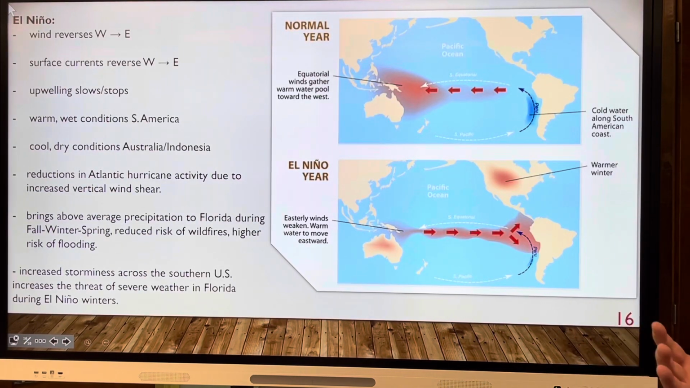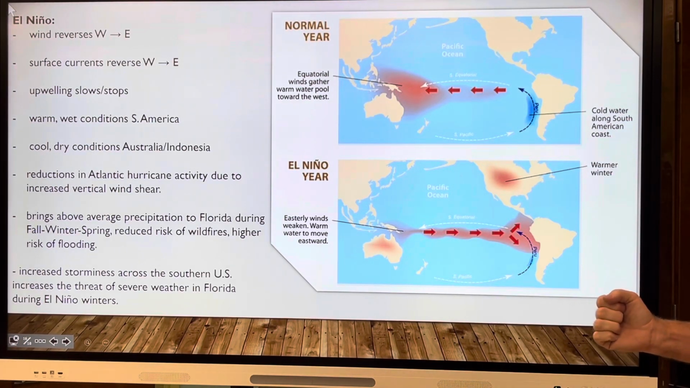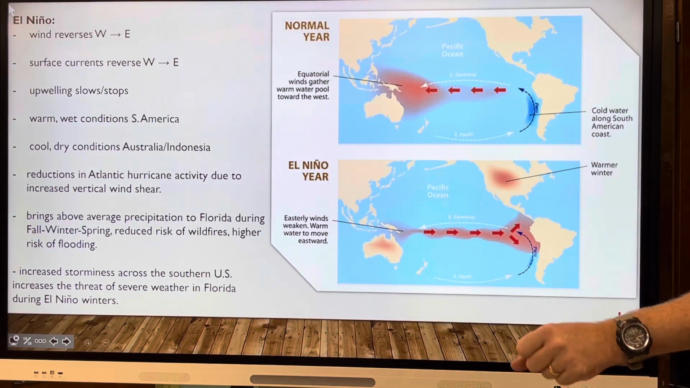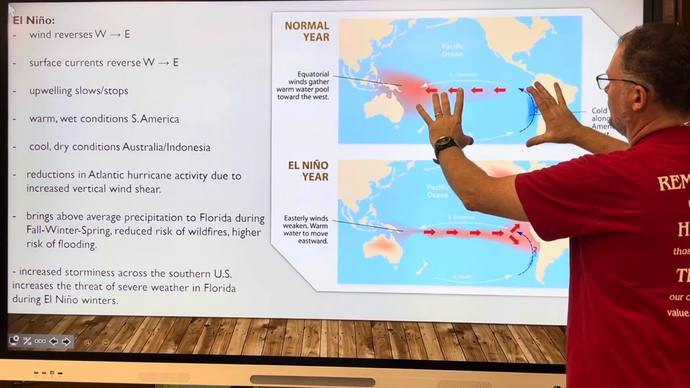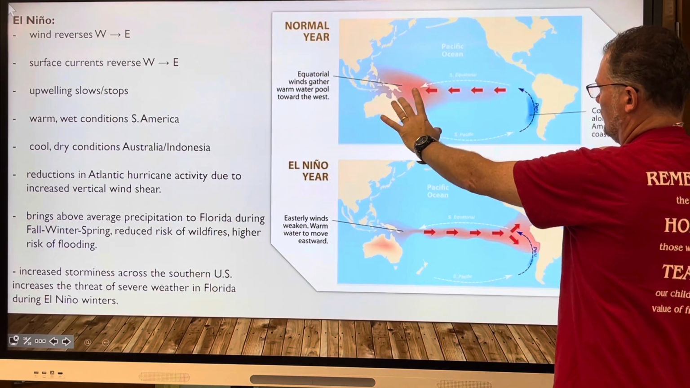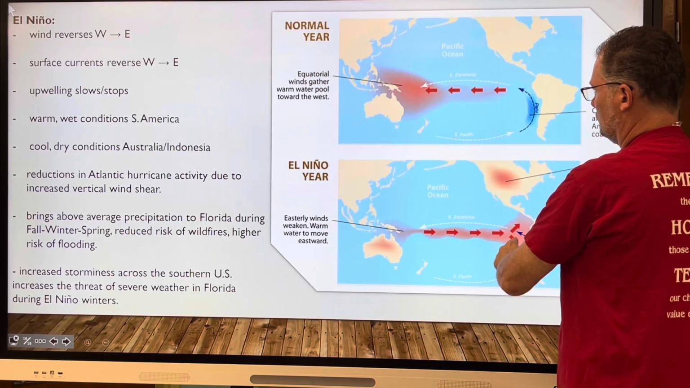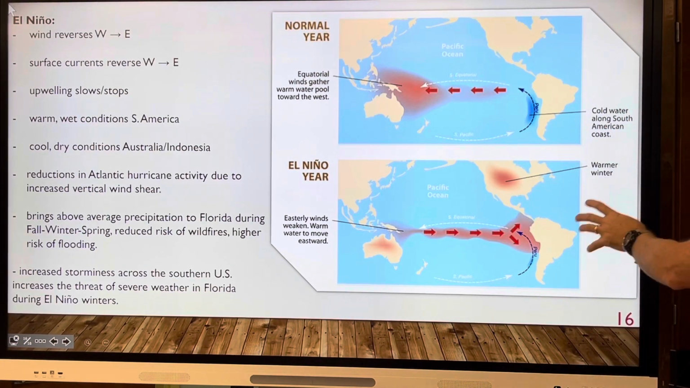Then El Nino arrives. Here's a comparison between the two. The winds reverse direction. Now they go from west to east. So this whole thing sinks down, and you've got a reversal of surface currents and wind. That's going to stop the upwelling.